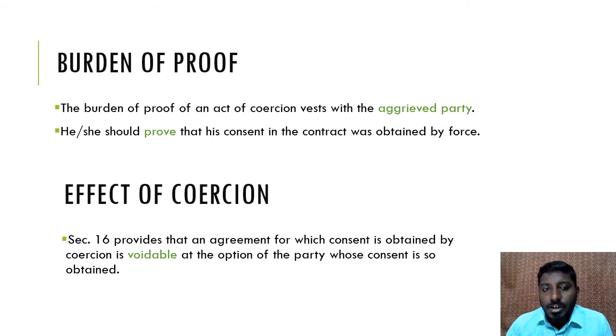So what is the final effect of coercion? If the court has given judgment that a contract has been entered into by coercion, Section 16 of the Indian Contract Act 1872 says that the contract can be made voidable at the option of the aggrieved party. So only at the option of the aggrieved party, the contract may become voidable based on Section 16 of the Indian Contract Act.